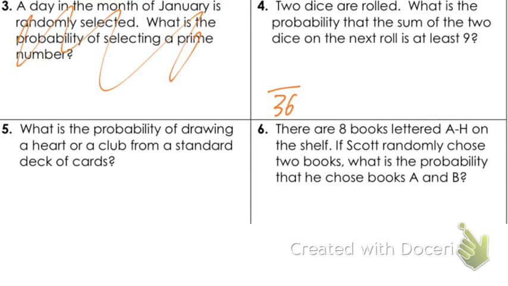Let's write this out. So let's say my first die is a 1. How many different options are there for my second die if my first die is a 1? 6. It could be a 1, a 2, a 3, a 4, a 5, a 6. There's 6 different options.